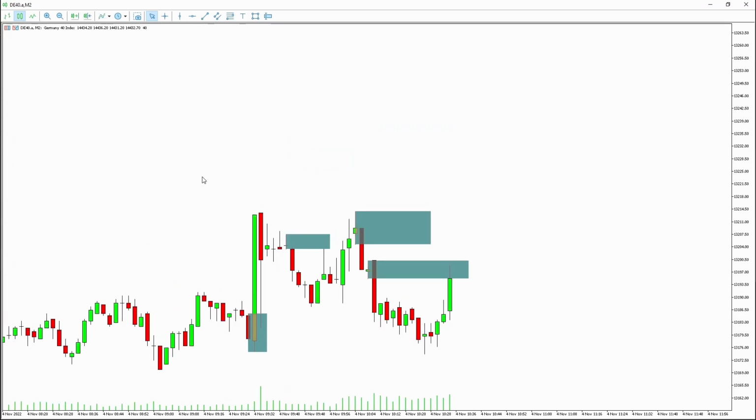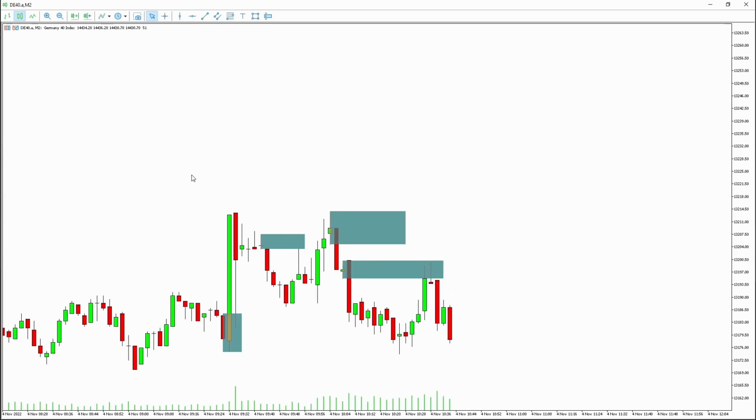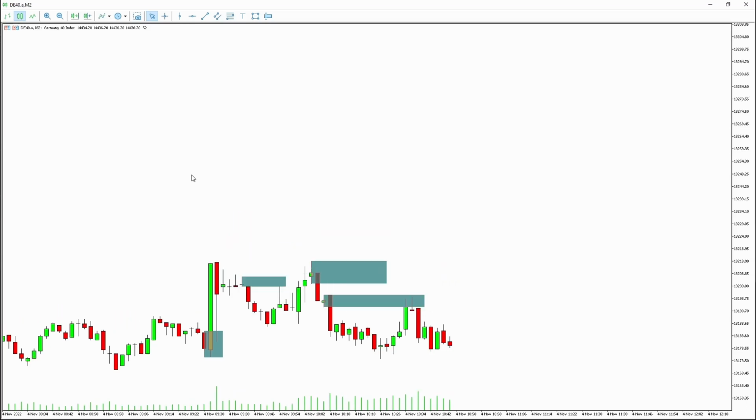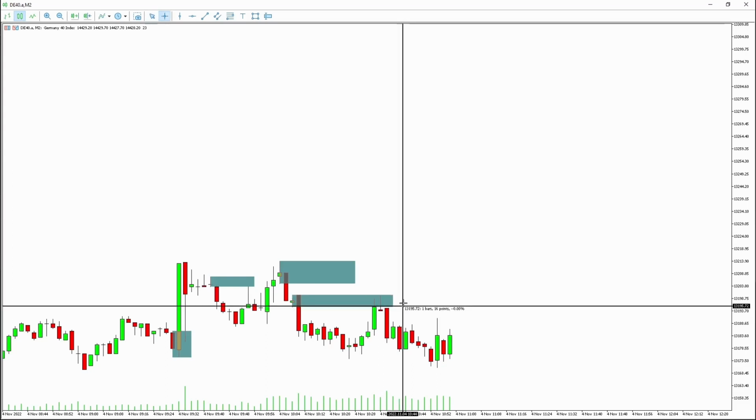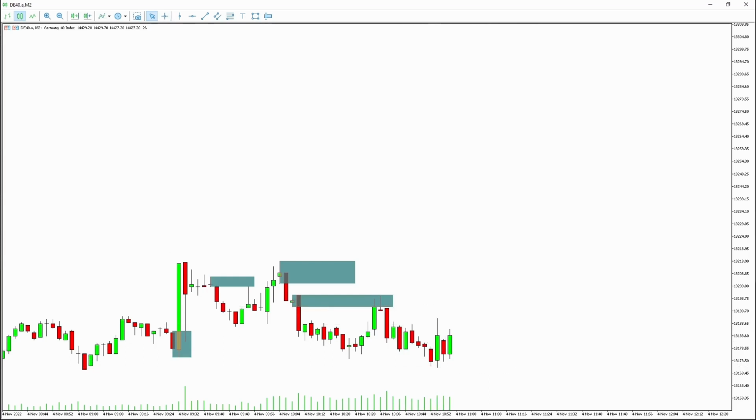Here we go. It touches the rectangle and it rejects. This is the power of these strong moves. And if we risked around 5 points here inside of this rectangle, we could have made 25 points. So in just a few minutes we have a 5x risk reward trade. How cool is this, guys?